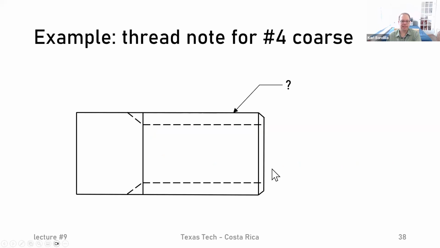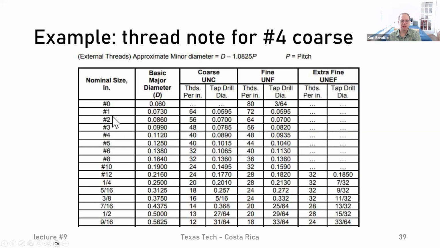All right, let's try this out. Let's say we want to do the drawing of a number 4 coarse external thread. We can see that's external here. The first thing that we have to do is pull out our table and look for number 4. That's what it is right here.